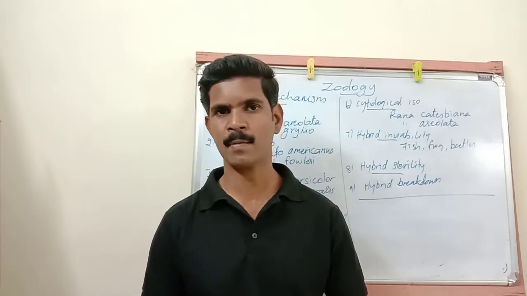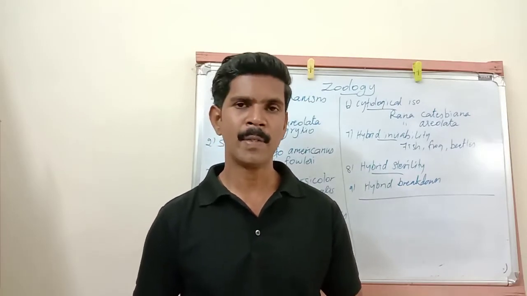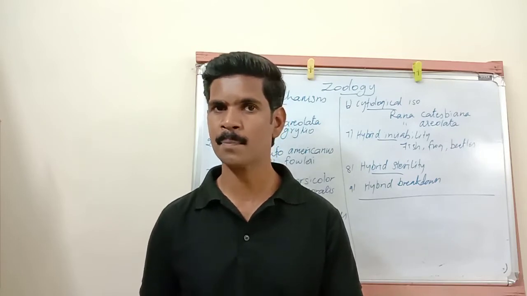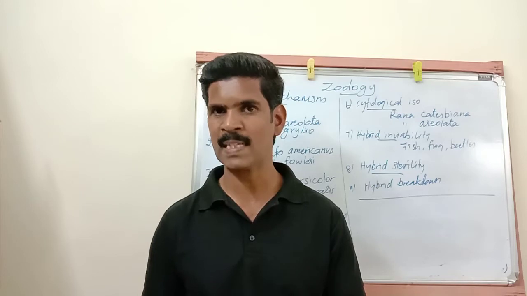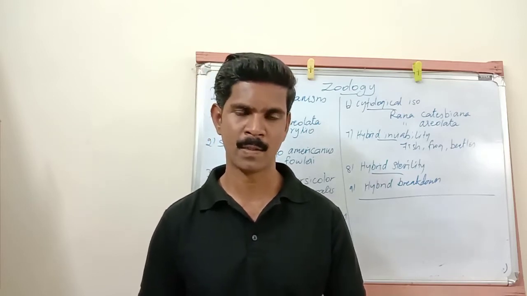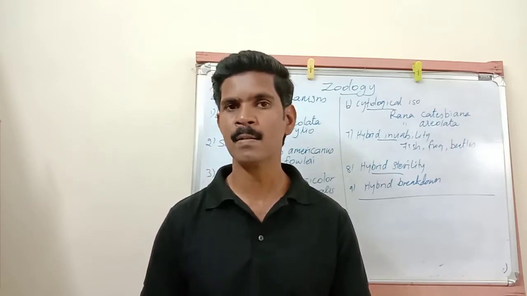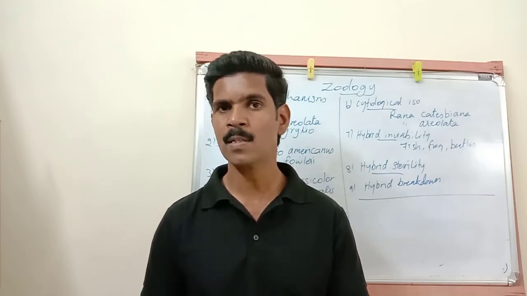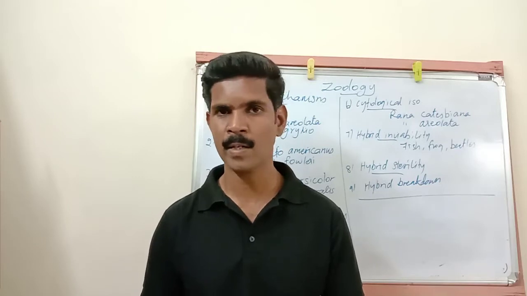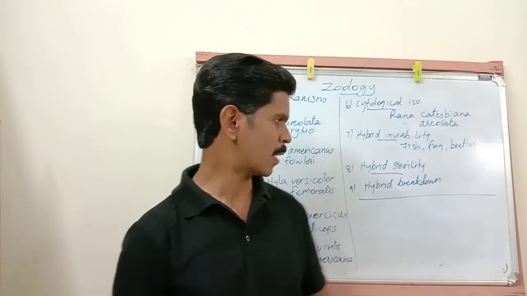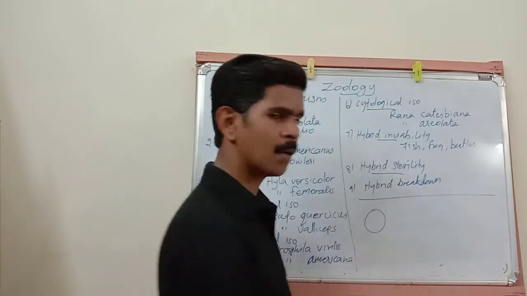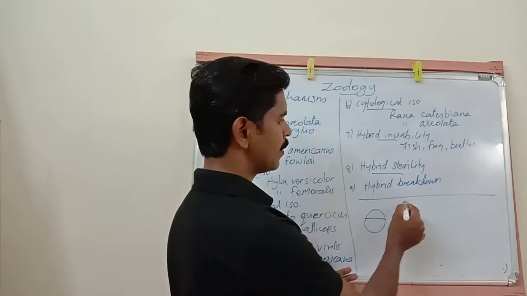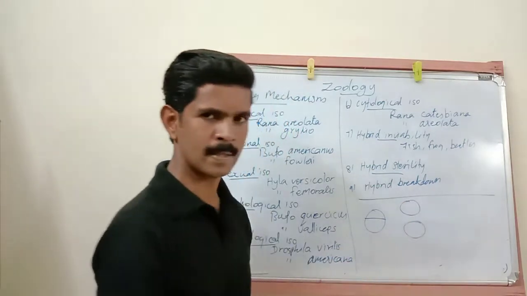Isolation meaning is a separation of the members of a single population into subpopulations. Okay, so the separation of the members from a single population into subpopulations is called isolation. Just imagine it's a main population, a single population. This single population is divided into two subpopulations.